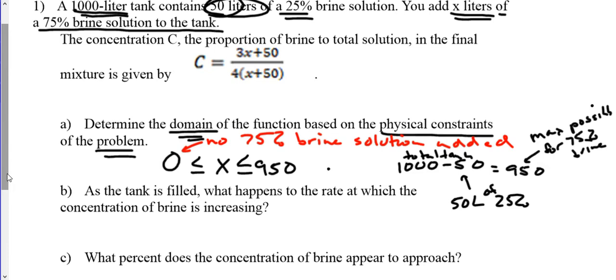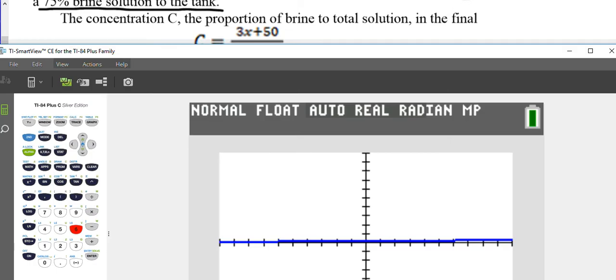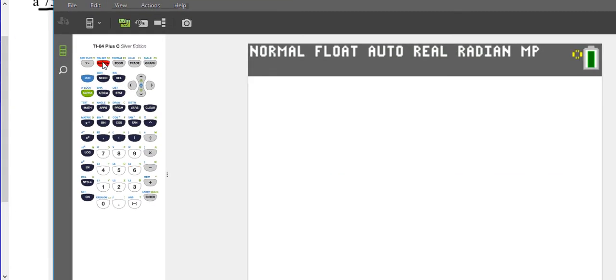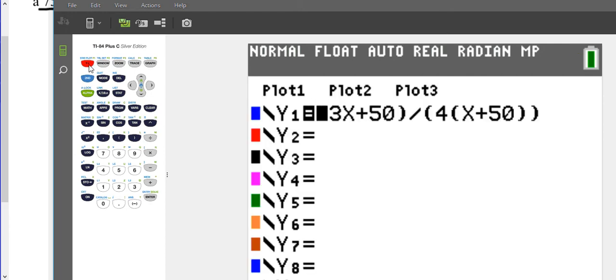Now, the next thing is, as the tank is filled, what happens to the rate at which the concentration of brine is increasing? As you keep on adding, you try to figure out what the concentration of brine is as it increases. It would be nice if we just look at our calculator, we can graph this to see what it looks like. As this gets larger and larger, I'm going to go to Windows. I actually punched this in right away. Oops, y equals. I punched the equation into my graphing calculator.